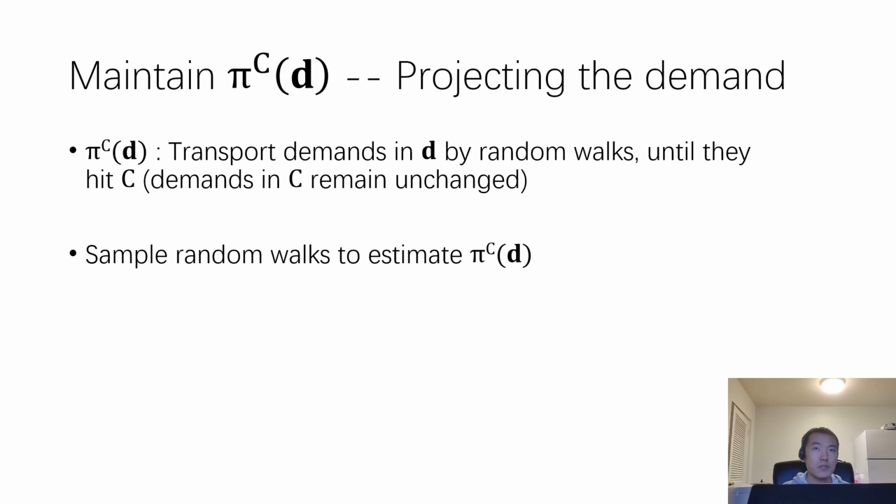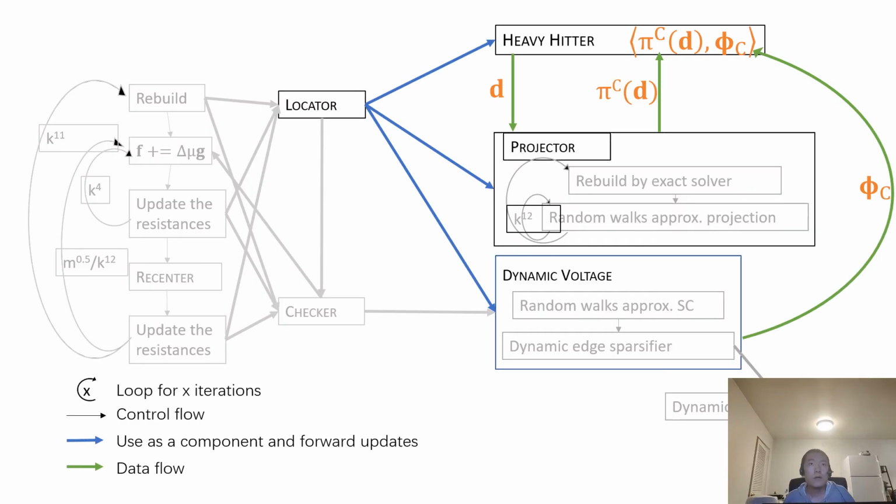The maintenance of the projection of D onto C is similar because the projection can be interpreted as a random walk in the dimension D onto C. So we also sample random walks to estimate this projection value. Let's put the components together. The heavy hitter theorem reduces the problem to maintaining a dot product on a subset of vertices. Then both operands of the dot product are maintained by a data structure. For locating high energy edges, we calculate the dot product by definition. And since the size of the terminal set is sublinear, such a query only takes sublinear time.